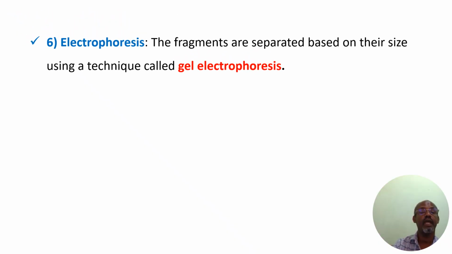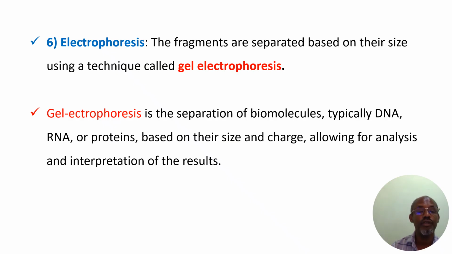Then we run electrophoresis. After we obtain enough sample, we run electrophoresis, a procedure I will show you also. The fragments are separated based on their size using a technique called gel electrophoresis. Gel electrophoresis is a separation of biomolecules, of course DNA, RNA, protein. In this case, DNA profiling is done: DNA is separated based on the size of the broken pieces or fragments, and charge.